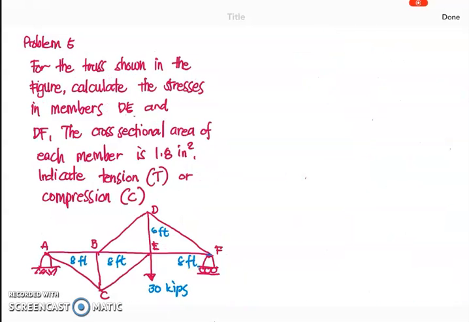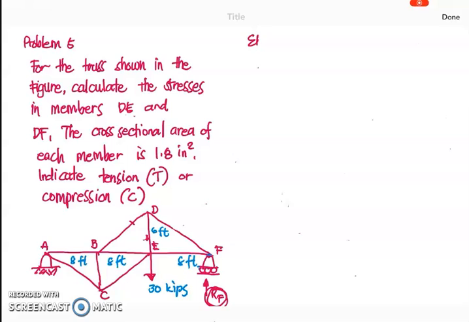Okay, let's have problem number 5. For the truss shown in the figure, calculate the stresses in members DE and DF. The cross-sectional area of each member is 1.8 inches squared. You have to indicate tension or compression. We're required to compute the stress at DE and DF. To start with, we are going to get the value for our reaction force at joint F.